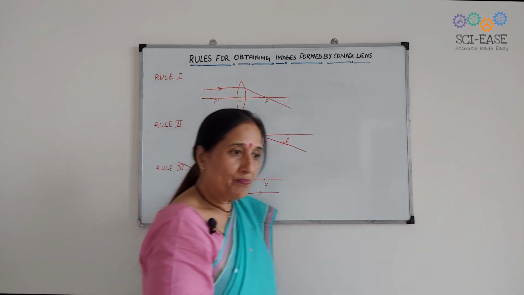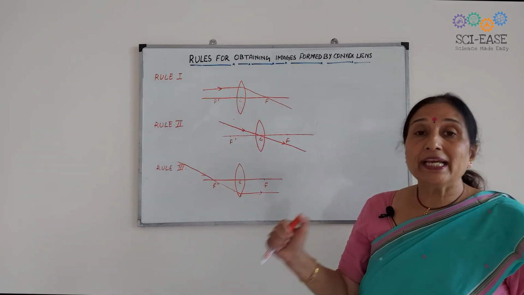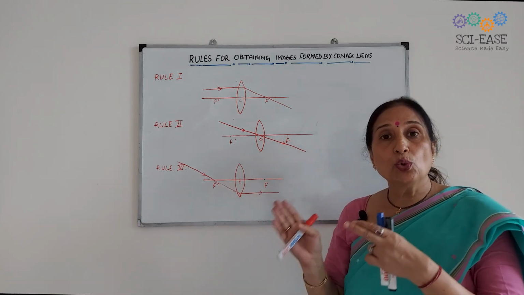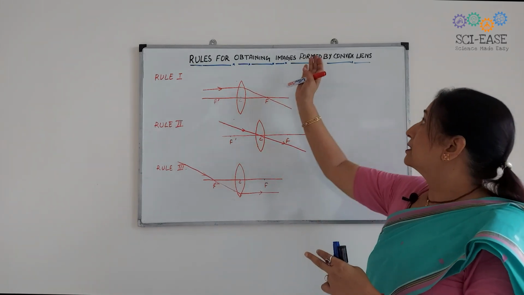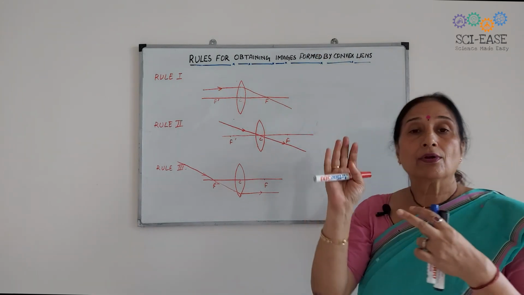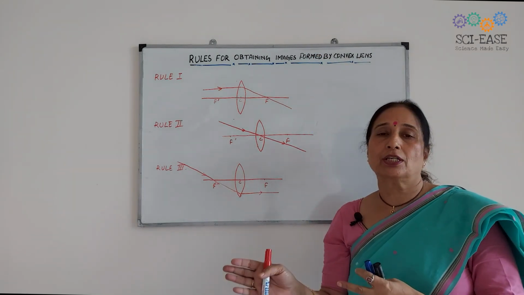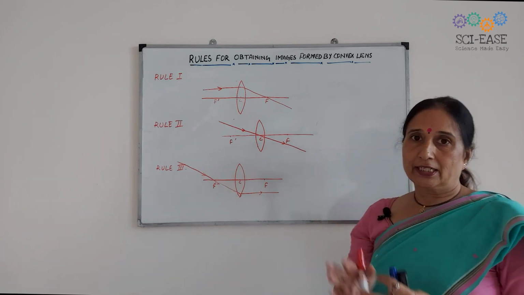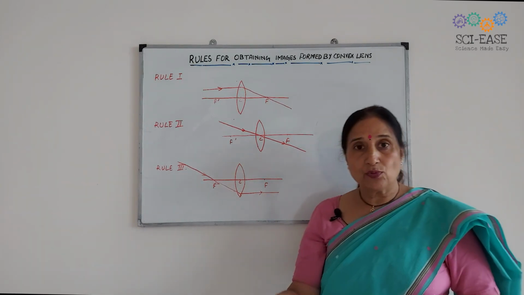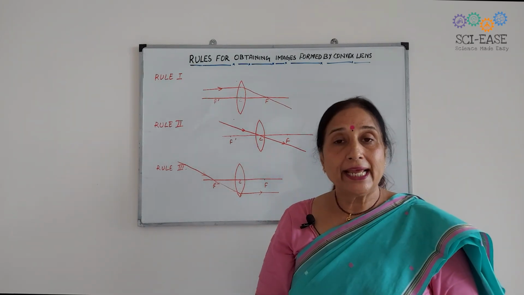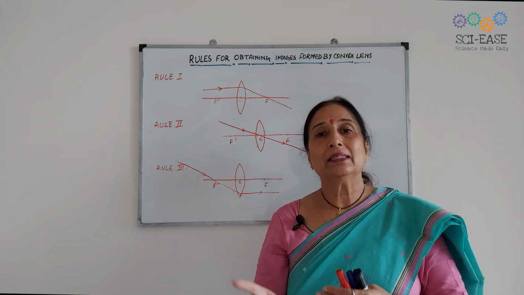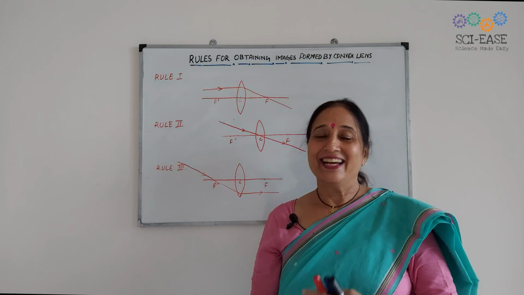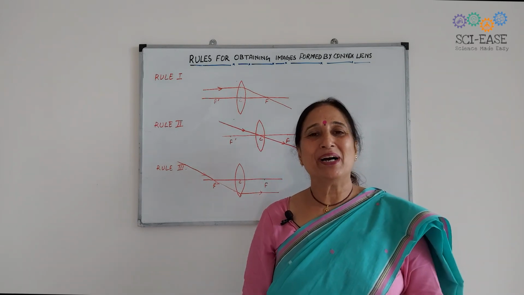So these are the three rules by which you can draw the images formed by the convex lens for the various positions of the object. So in the next video, I will take up the images formed by the convex lens. Till then, thank you very much.